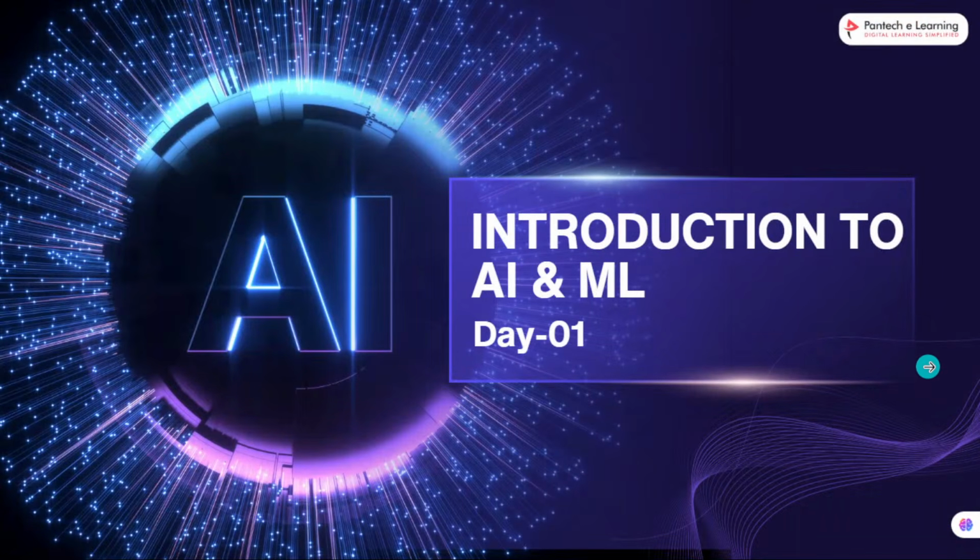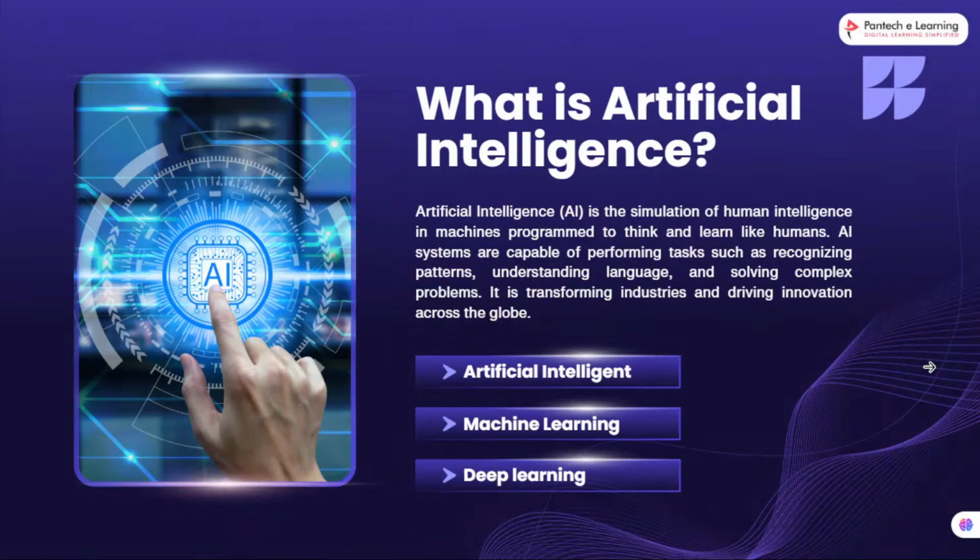So now we are entering the concept. First of all, what is AI? So we know, right? AI is the computer, the machine, mimicking or acting like a human, that is artificial intelligence. Also we can say they have human intelligence, machine intelligence. So AI is the simulation of human intelligence in machines programmed to think and learn like humans. AI systems are capable of performing tasks such as recognizing patterns, understanding language, and solving complex problems. It is transforming industries and driving innovation across the globe.